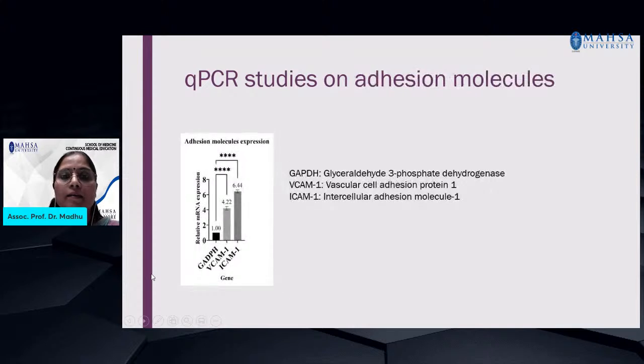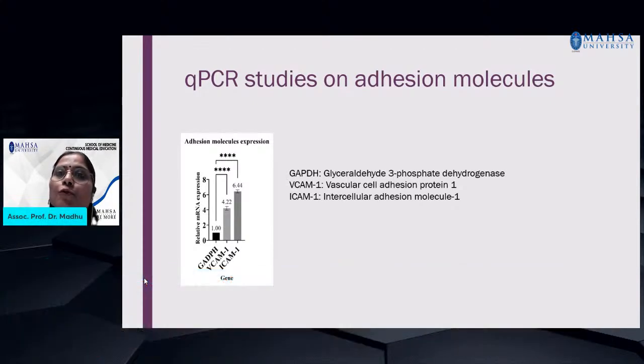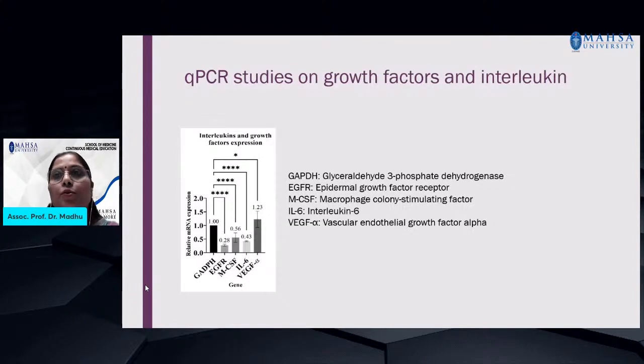Moving on, in the qPCR studies for the adhesion molecules, you can see from here the extract has upregulated VCAM1 and ICAM1, by 4.22 and 6.44 respectively. And in the case of qPCR studies on growth factors and interleukins, you can see from here the extract has upregulated VEGF alpha as well as interleukins.